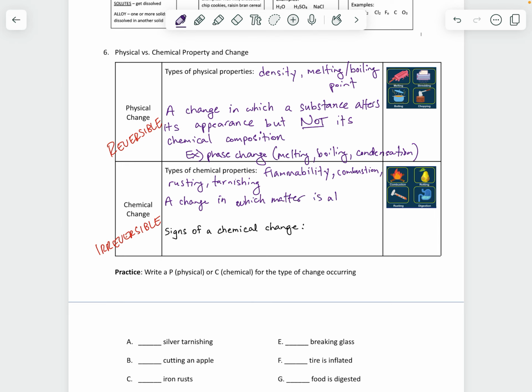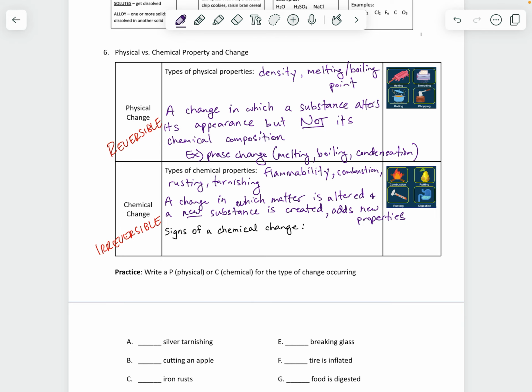And so this is a change in which matter is altered and a new substance is created. Something that was not there before. It adds new properties, right, based on what the new substance is.